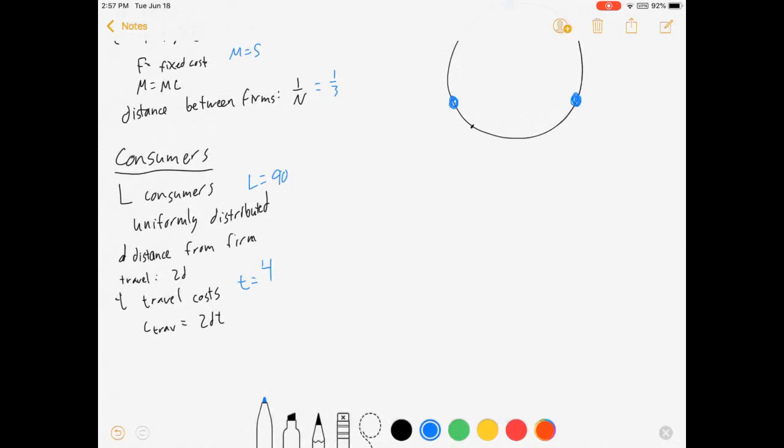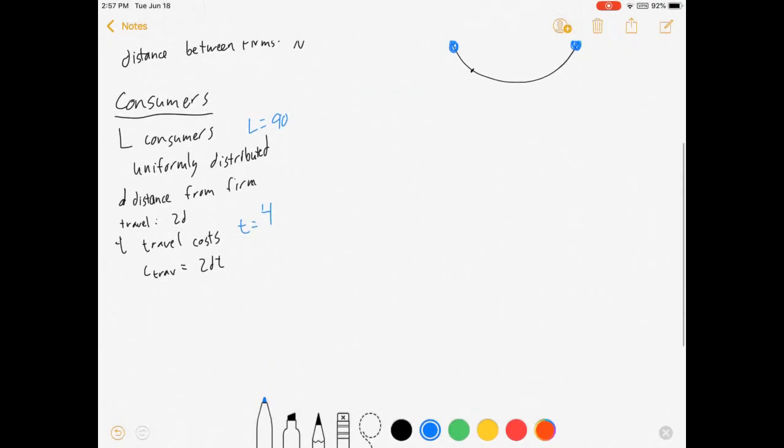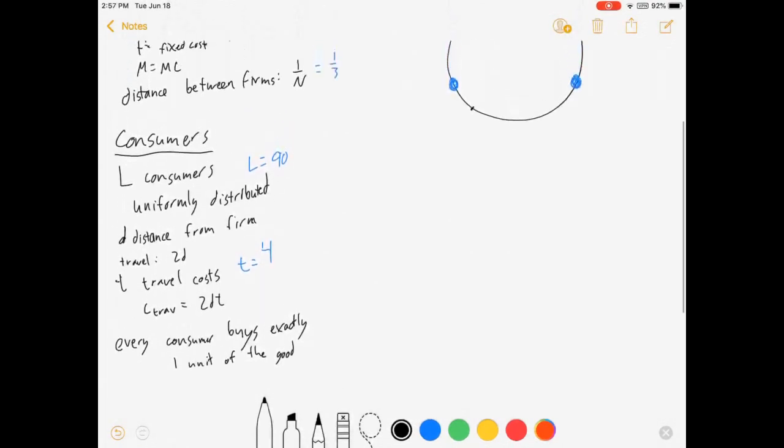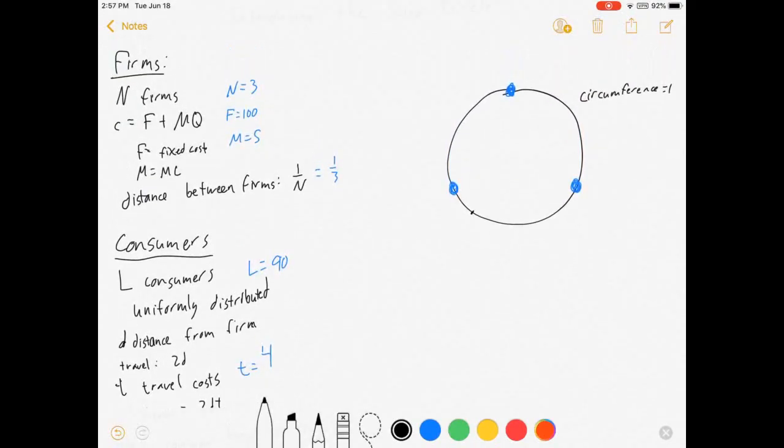Now, we've got these 90 people. We've got something about how far they have to travel to a firm. I'm going to make an additional assumption. Every consumer buys exactly 1 unit of the good. That is not a required assumption for these models, but it's a very helpful one. These things can blow up pretty quick if we don't have that one.